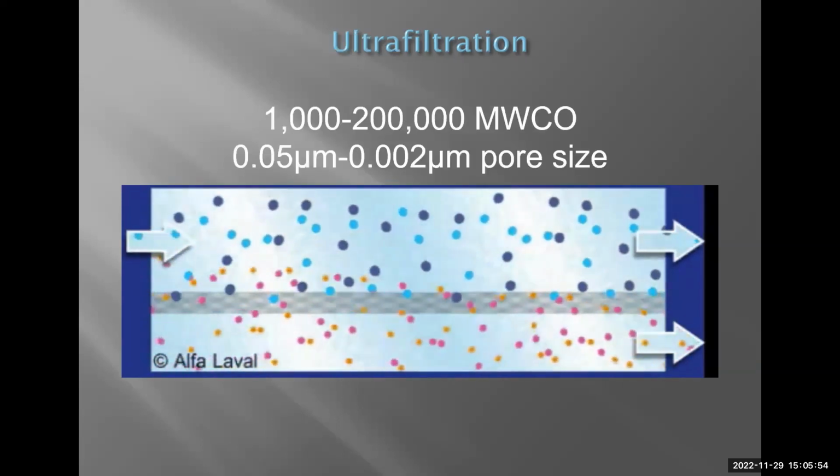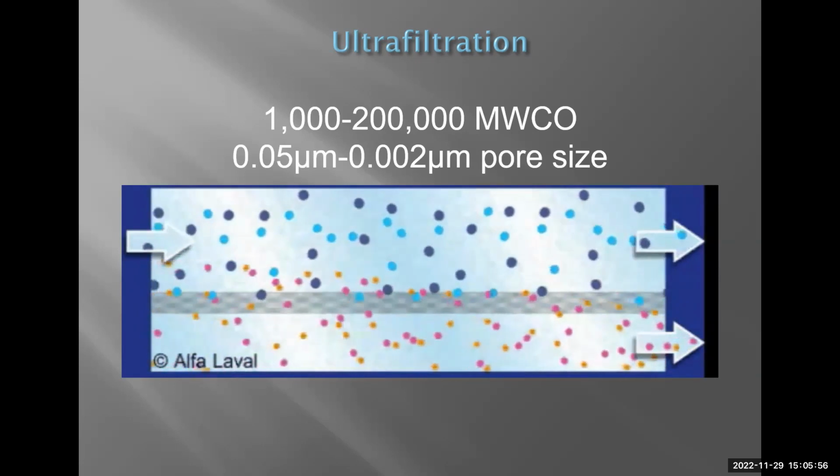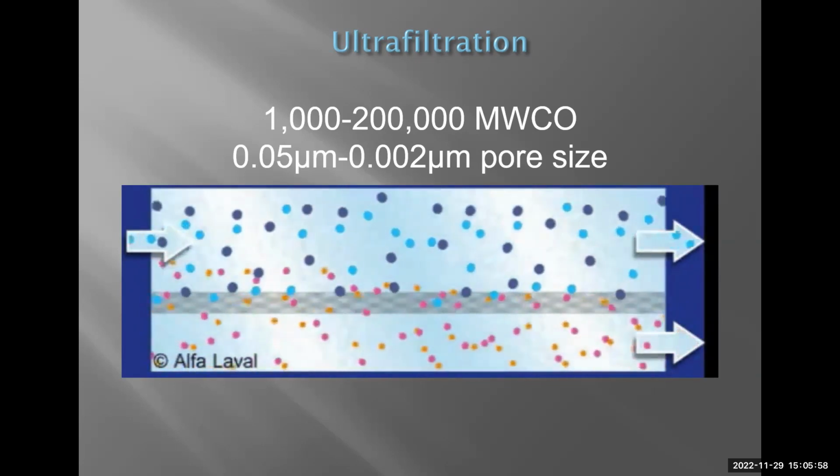Ultrafiltration is the next size up. It has between 1,000 and 200,000 molecular weight cutoff, which is 0.05 to 0.002 micron pore size. This is typically used for protein separation, enzymes, stuff like that. It'll allow sugars and salts to pass through. You will see diafiltration in this step. It's often used to rinse the proteins and pass all the sugars and salts out the permeate so you have a nice clean protein stream.